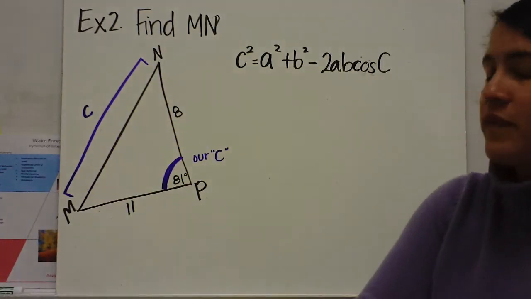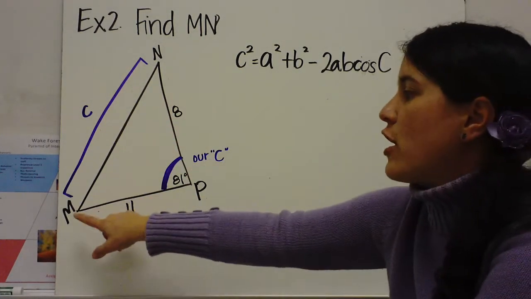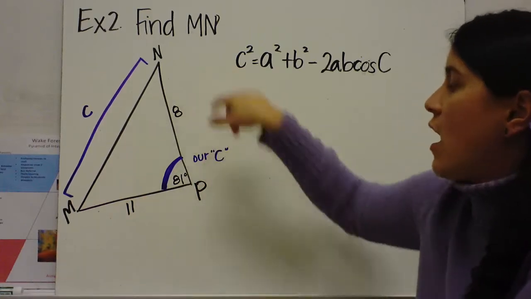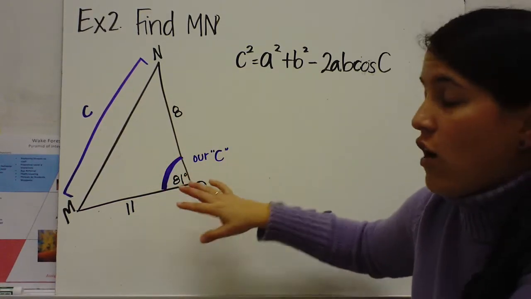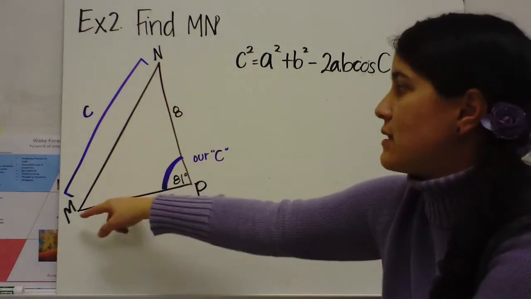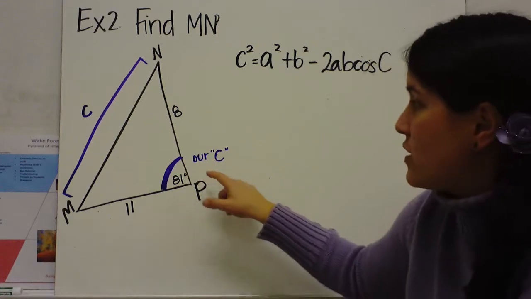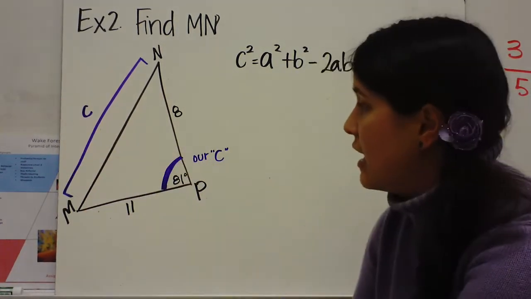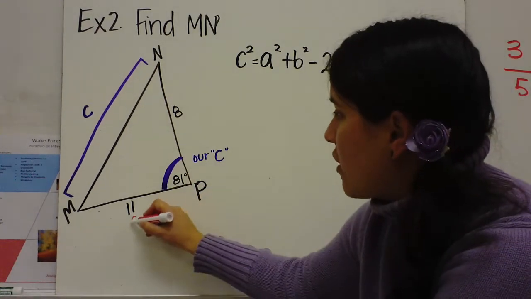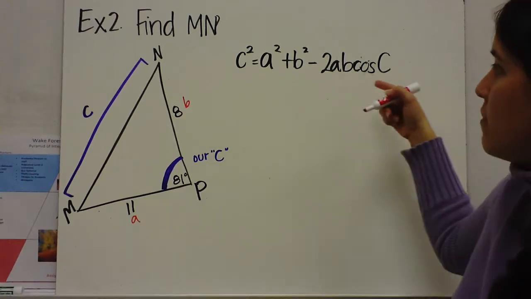All right, example 2. Copy this down. Find MN. So here's my triangle, MNP. They've given us two sides and an angle. Now we are trying to find this missing side over here. So I know that this is our C because that's what they gave to us. Since this is our capital C, that must mean this is our lowercase c. And this is our A and our B. So now I can put it into my equation.